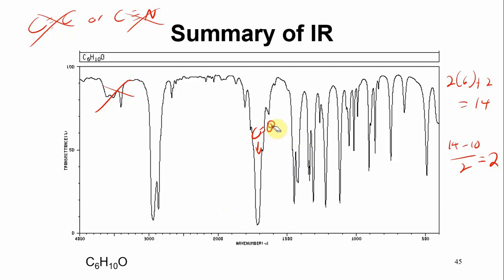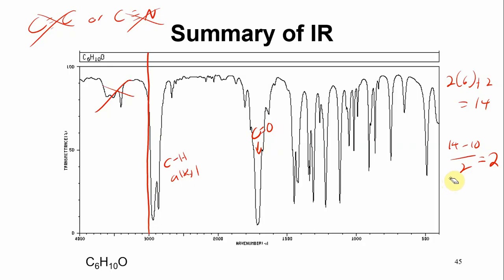So I have a C double bond O. We have one more degree of unsaturation, right? What are these, just to the right of 3,000? CH. Alkyl group, a lot of them. Any CHs of an alkene? Or an aromatic? So we have C double bond O, but no evidence at all of a carbon-carbon double bond.